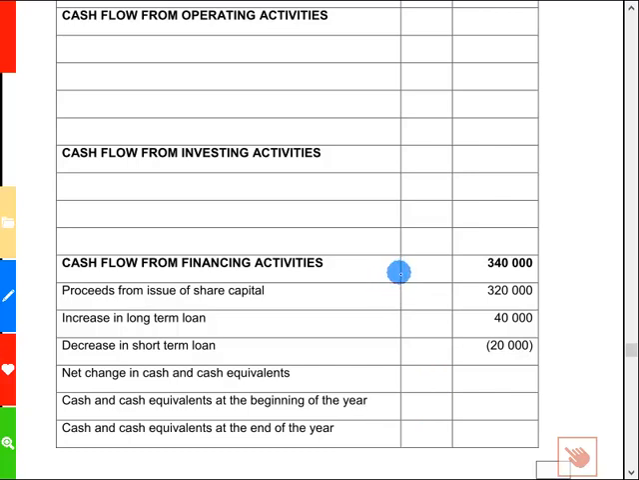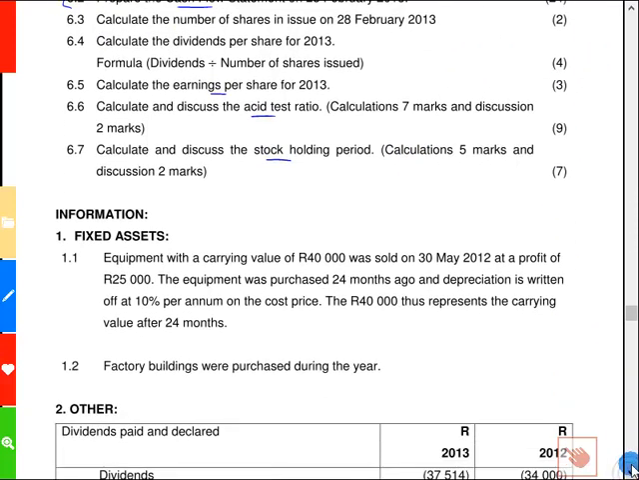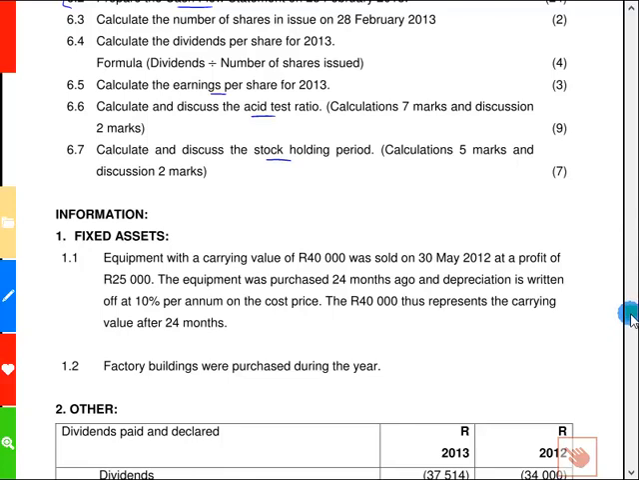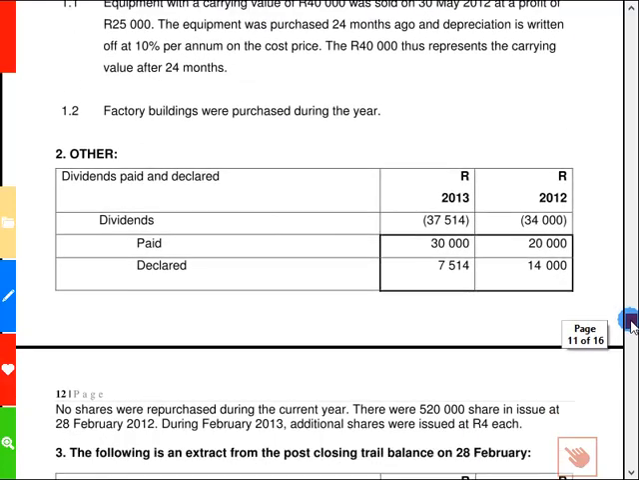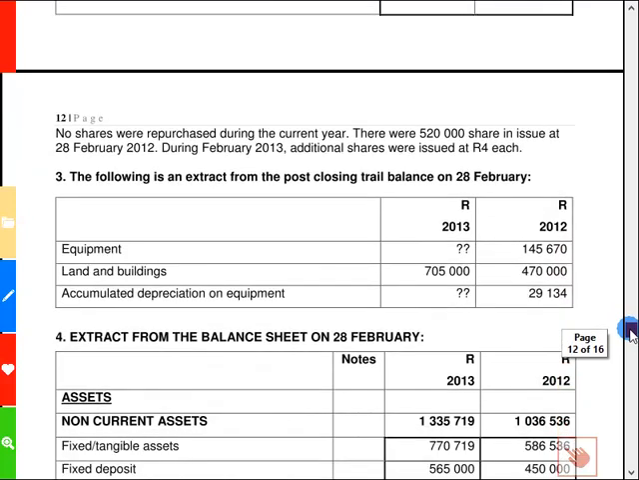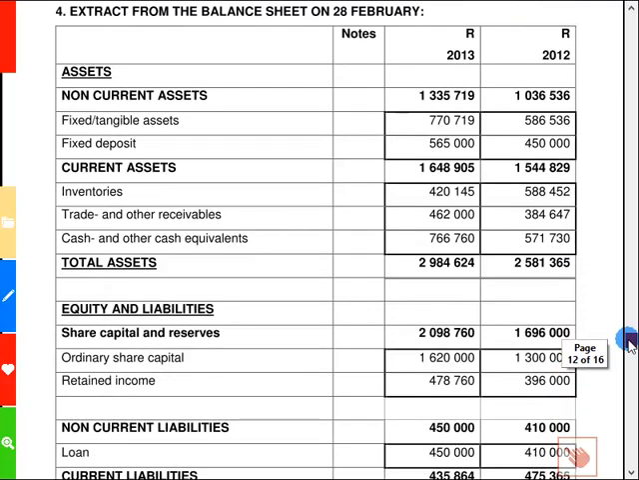From the balance sheet, yes, exactly. So let's see. Information here, they've got information about fixed assets. They've got information here about dividends paid and declared. An extract from the post-closing trial balance, we may need that. Here's an extract from the balance sheet. And here's our cash and cash equivalents.